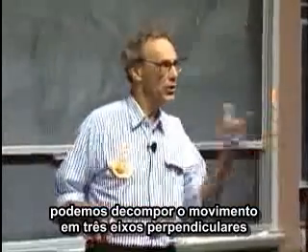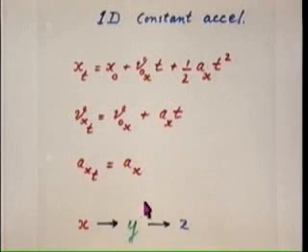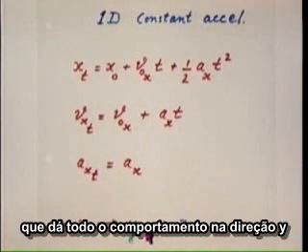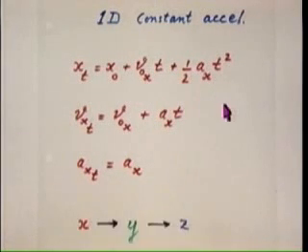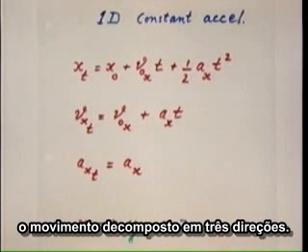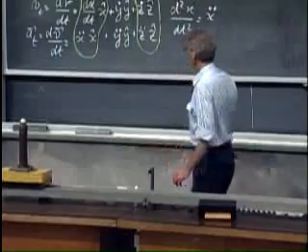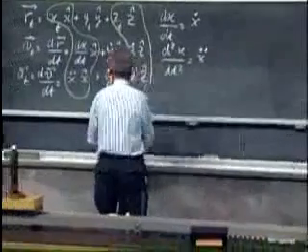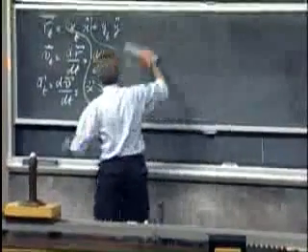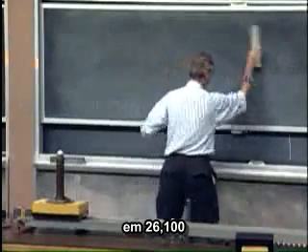Now, if we have a motion which is more complicated, which reaches out to two or three dimensions, we can decompose the motion in three perpendicular axes, and you can replace every x here by a y, which gives you the entire behavior in the y direction, and if you want to know the behavior in the z direction, you replace every x here by z, and then you have decomposed the motion in three directions. Each of them are linear. And that's what I want to do now. I'm going to throw up an object, a golf ball or an apple, in 26/100.